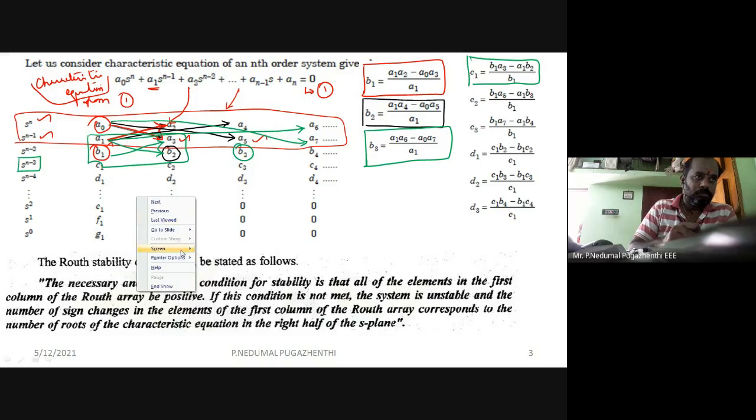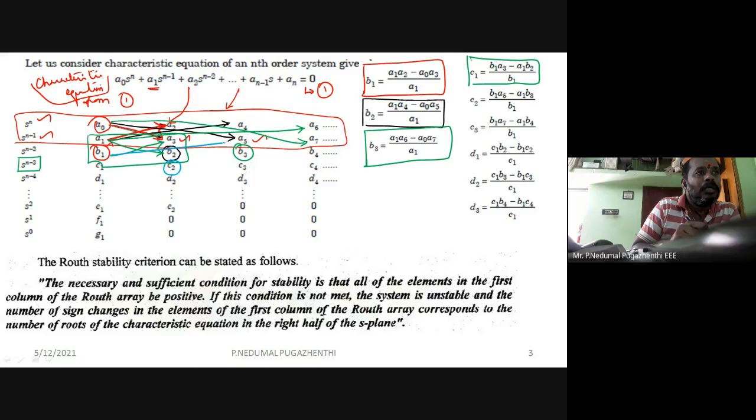Now, you try to go for the next, C2. It is going to be B1 into A5 minus A1 into B3 divided by B1. And this continues up to S power 0, and most probably your G1 will be equal to An, the last element of your characteristic equation.